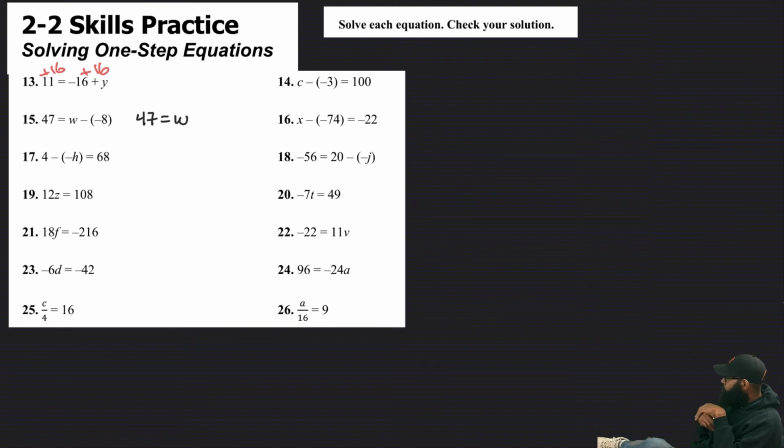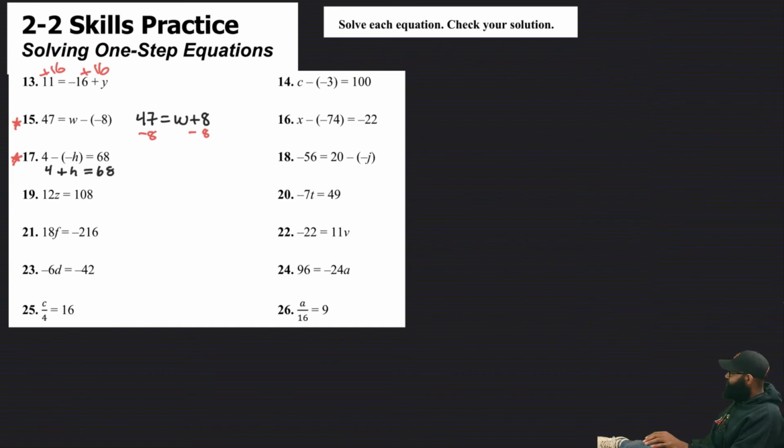Add 16 to get rid of the negative 16, and looks like that's it. Don't have an answer though for 13. Man. I just left me hanging on 13. Okay. 15. Oh, I know what we're doing. I don't want to get any answers.